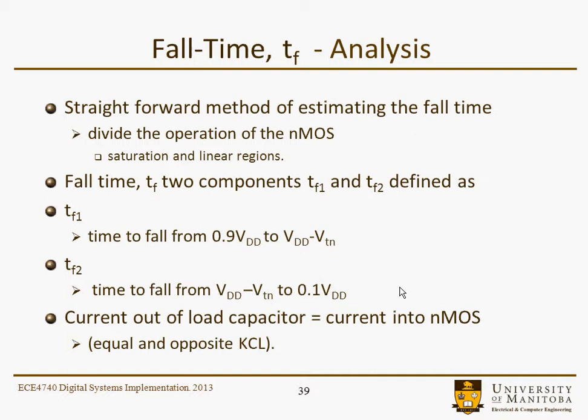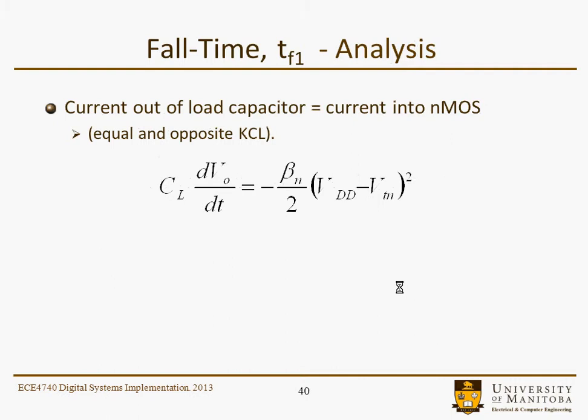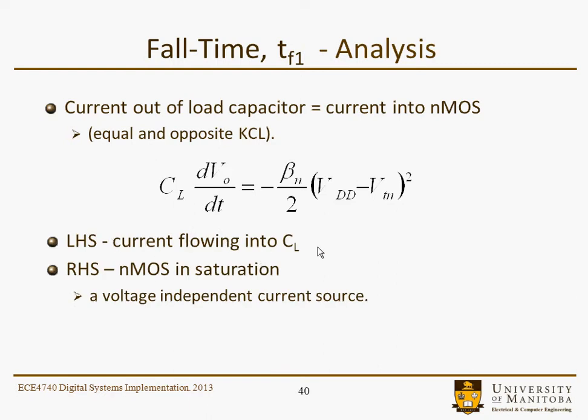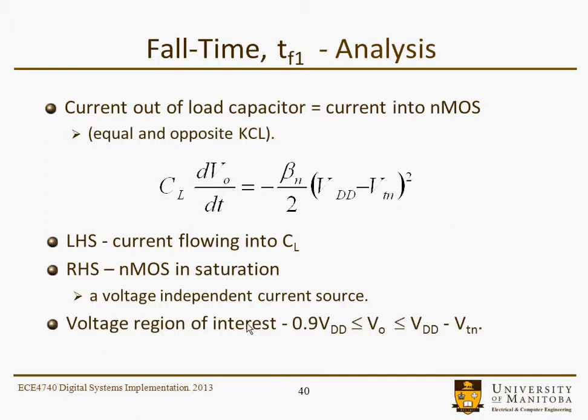Keep in mind that the current out of the load capacitor equals the current to the NMOS transistor. Effectively, they're equal and opposite in KCL. So the current into the load capacitor is equal to the current out of the NMOS transistor. In this case we'd have C dV/dt equal to the current flowing out of the NMOS transistor. That's why we have a negative sign there. So the left hand side is current flowing into the load capacitor, the right hand side is the NMOS transistor in saturation, and it looks like a voltage independent current source. There's no V out on the right hand side of the equation. The voltage region of interest is 0.9 VDD through to VDD minus VTN, at which time it would then transition into the linear regime.